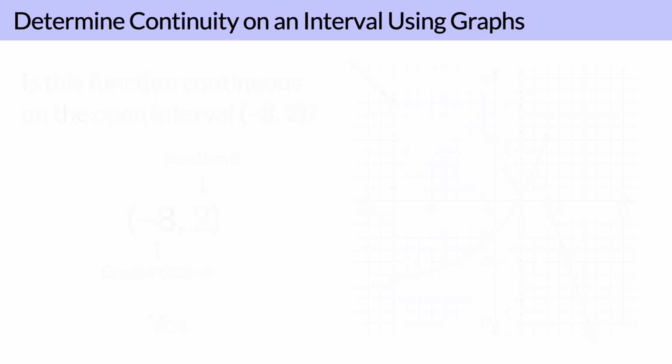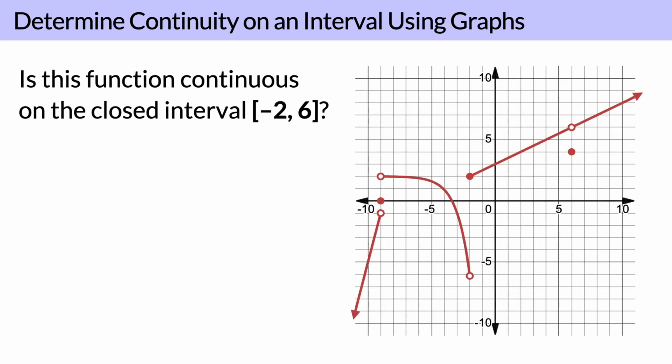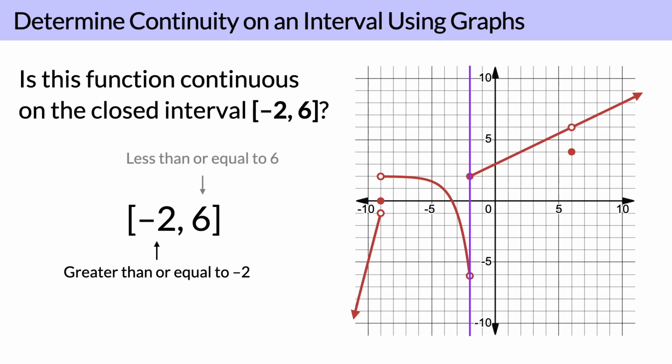Let's try one more example, and this time we'll determine continuity on a closed interval. Is this function continuous on the closed interval from -2 to 6? Here, we have more things to consider since we have a closed interval. First off, we are interested in the part of the graph from where x is greater than or equal to -2 to where x is less than or equal to 6. On the graph, that's the region between these two lines, including the endpoints at x equals -2 and x equals 6.